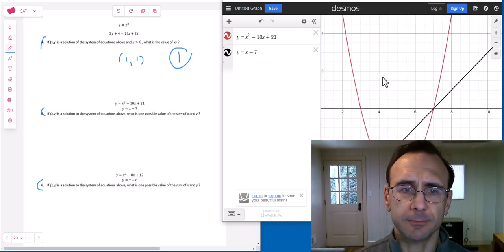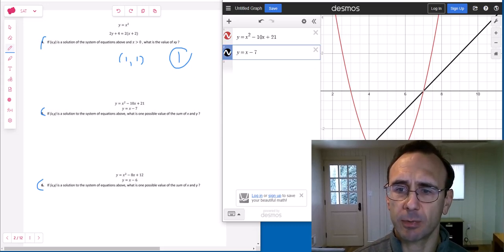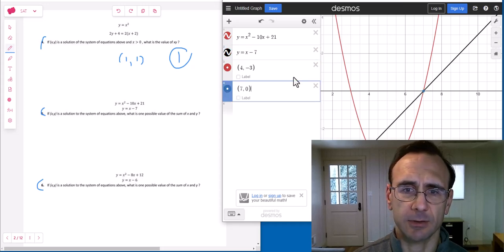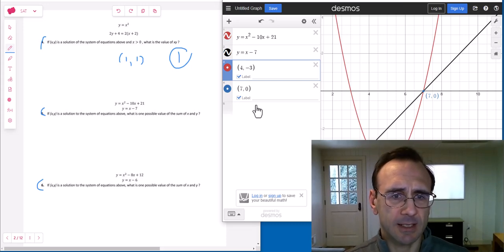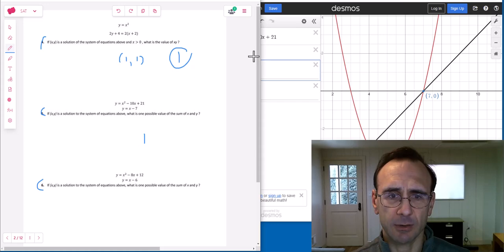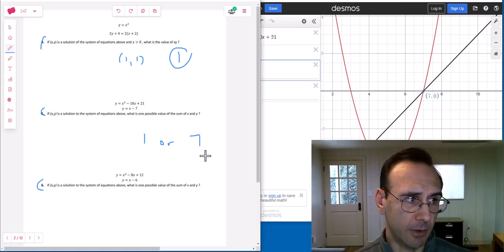Graph that one. They don't restrict this, so we could use either point. So they're not telling us that x is greater than 0. So our 2 points are 4, -3, and 7, 0. In order to get the sum, 4 plus -3 is 1. 7 plus 0 is 7. So 1 or 7 are both possible.